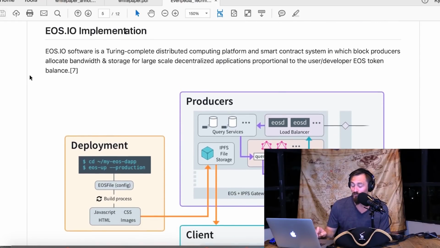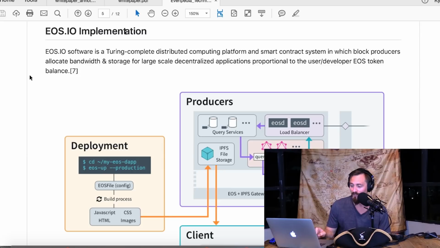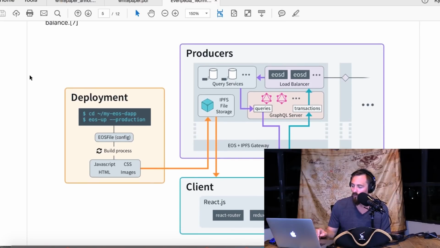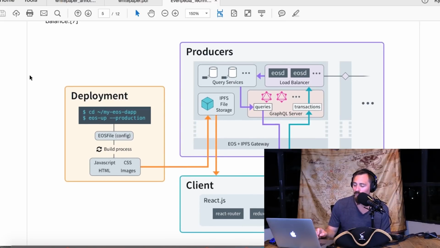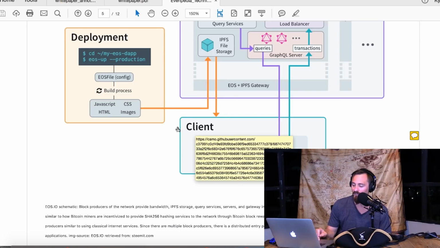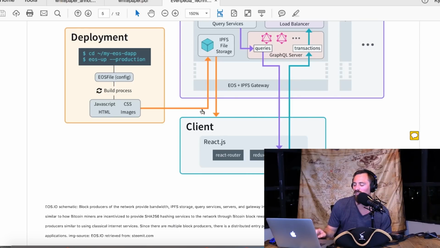They're really getting into the nuts and bolts here in this EOS.io implementation. They're talking about what technology it'll be using on the front end, and they will be using JavaScript. Let's see here. GraphQL, QL meaning query language, so that'll be for accessing the database. And if you look at the bottom here, where it says client, that means what kind of device or software is going to be used by the users to interact with the application.